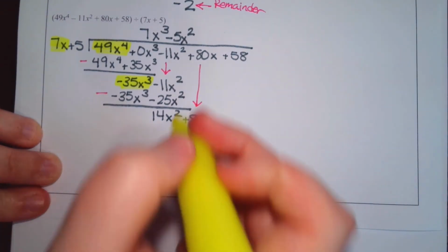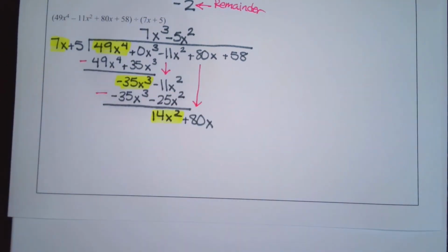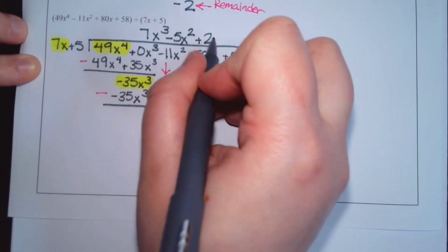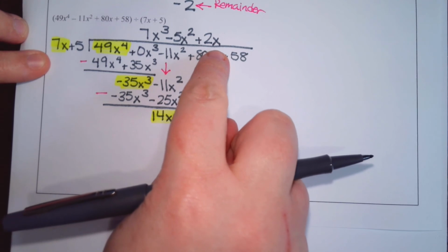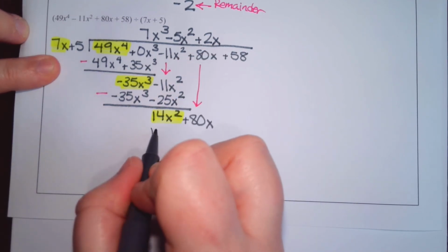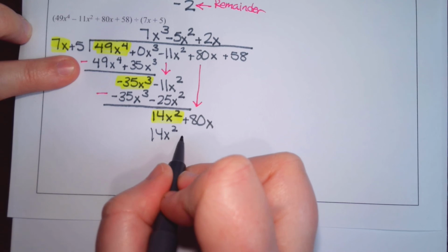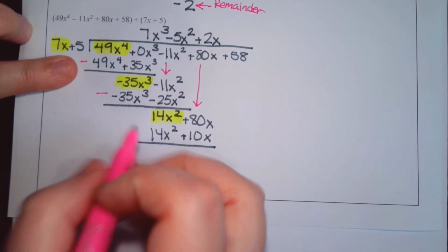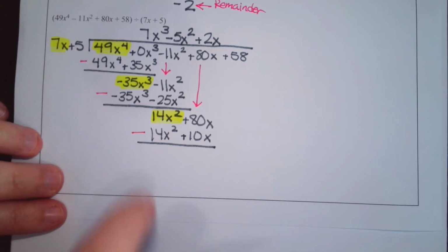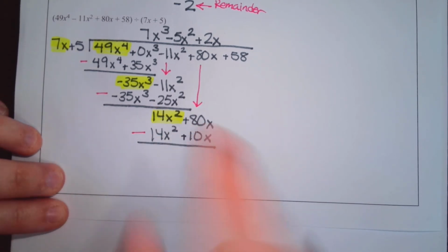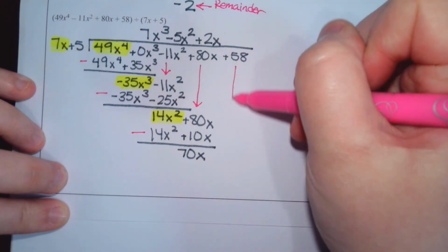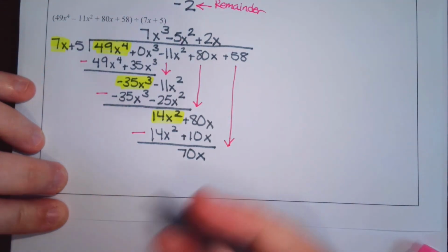And we just keep going. So now we're going to divide 14x squared. So 14x squared divided by 7x is going to be 2x. Now we multiply 2x times 7x. 14x squared, 2x times 5, plus 10x. Subtract. First terms cancel. 80x minus 10x is 70x. And then we bring down the 58.